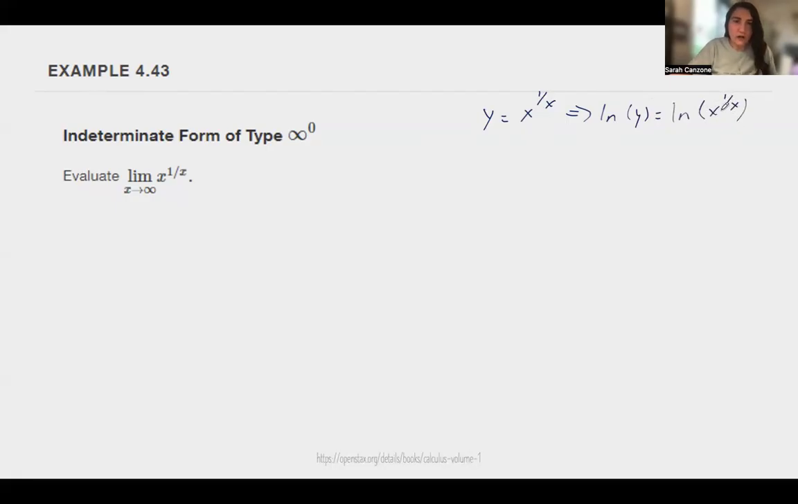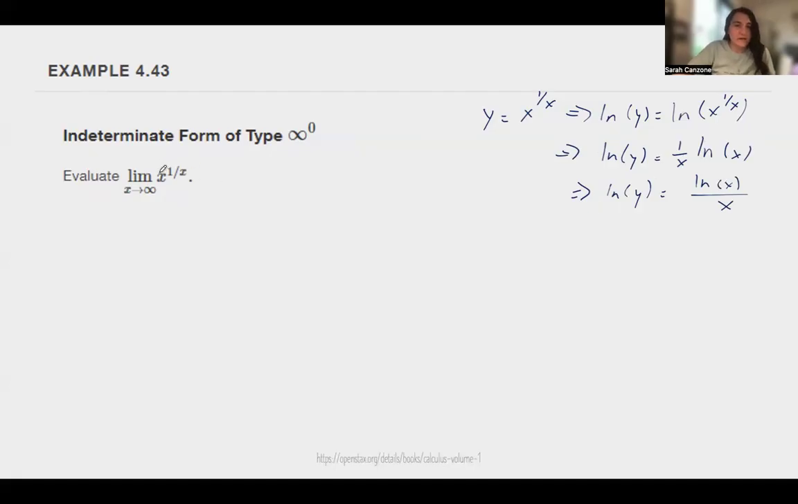But if you remember the log rule that deals with exponents, it says if you have an exponent inside your log, you can bring it to the front of your log and multiply it. And so this implies that the natural log of y is actually equal to 1 over x times the natural log of x, which is a lot easier to work with. I also will rewrite this as the natural log of y equals, if you have 1 over something, you can bring the thing that you're multiplying into the numerator and say this is the natural log of x over x, because we know that we're going to need some sort of fraction dealing with L'Hopital's rule.